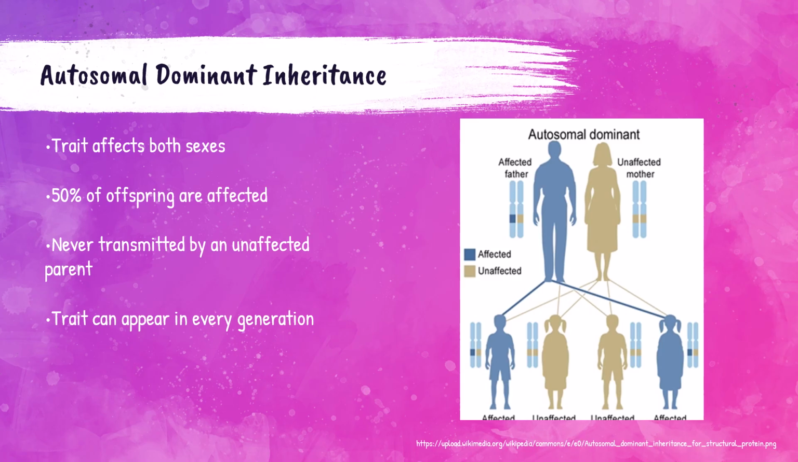In the example on the right in this drawing, let's say that affected means a person with a genetic disorder. The father is affected, and that affected gene is on an autosome. So again, not a sex chromosome. The mother is not affected. So 50% of their offspring will be affected with that disorder, and 50% will not. And notice here that it affects both sexes. So every child from this specific pairing would have a 50% chance of being affected regardless of their sex.